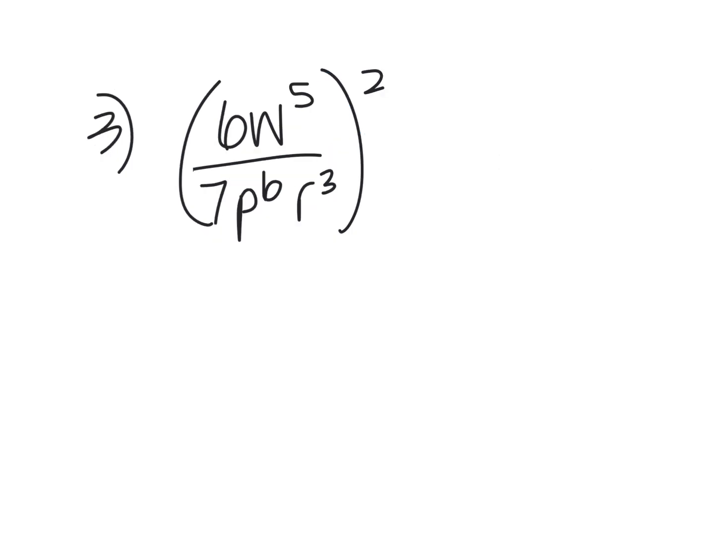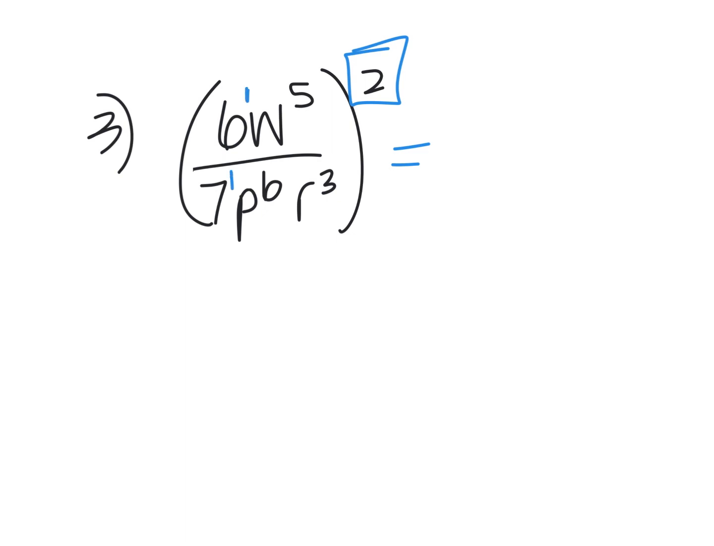So here's number 3. I would suggest that you pause the video, do number 3, get your answer, come back, check all of my work, watch me do it, and then make corrections if needed. But you do it first on your own and then watch my stuff. So again, we have this whole thing to the second power. So we're going to multiply all the exponents by 2. So that goes out, we have 6 to the first, 7 to the first.